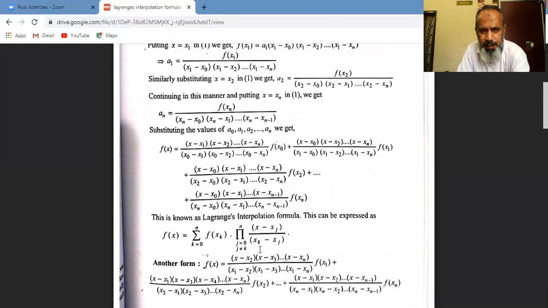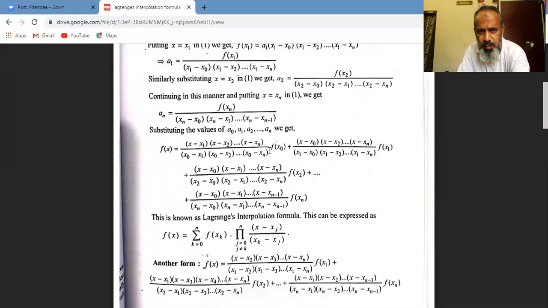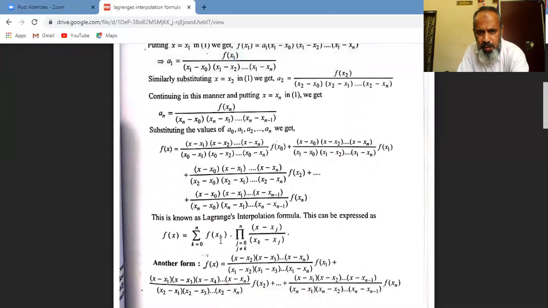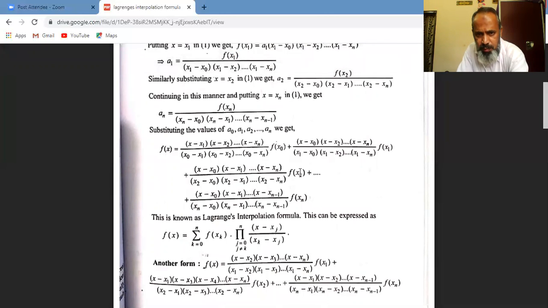This can also be written as f of x is equal to, since these are all the sum of the terms, sigma f of xk, where k takes values 0 to n. If we take k is equal to 0, it becomes f of x naught. If we take k is equal to 1, it becomes f of x1, and f of x2 if we substitute k is equal to 2. Similarly, f of xn. Now this is the product over j is equal to 0 to n, when j is not equal to k, of x minus xj by xk minus xj.